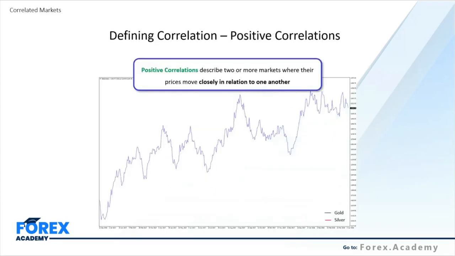Let's define positive correlations themselves. Positive correlations describe two or more markets where their prices move closely in relation to one another. What we have on screen here is the gold market. And as you can see, as silver comes on top of our gold market trade analysis, we can see it follows to a larger extent the large price swings in both markets very closely indeed. So when we see large increases in the price of gold, we're likely to see large increases in the price of silver. Again, fundamentally, why is this?